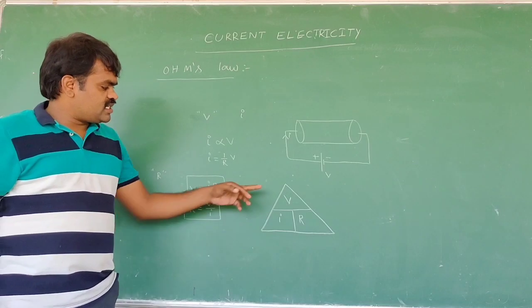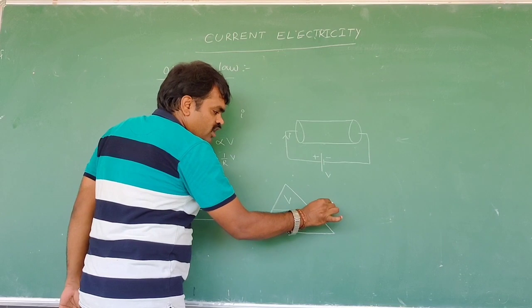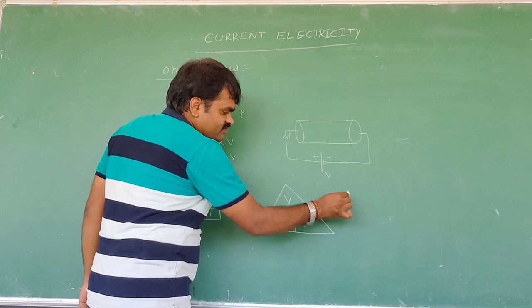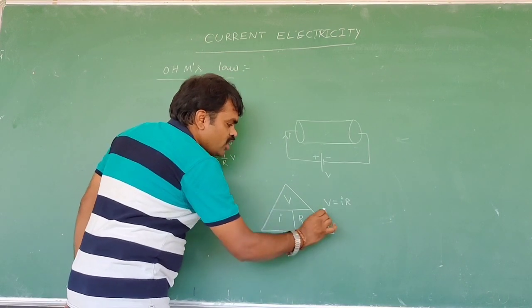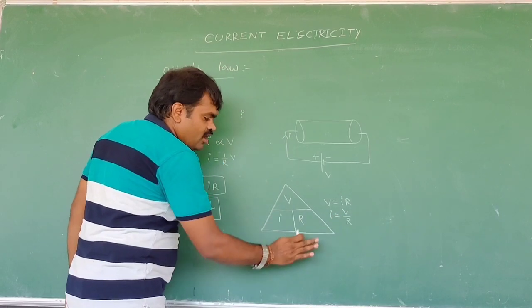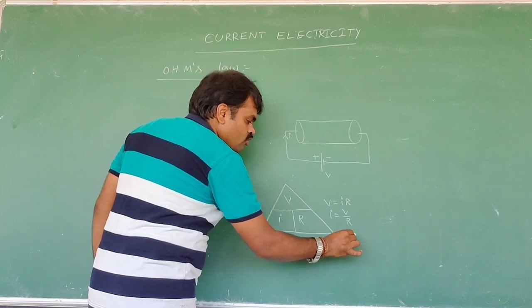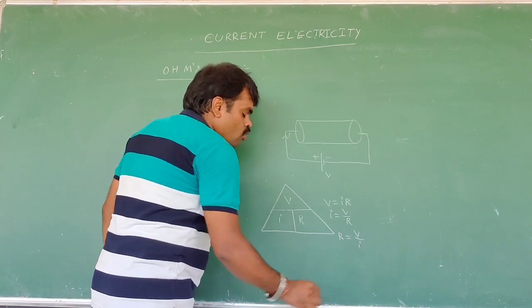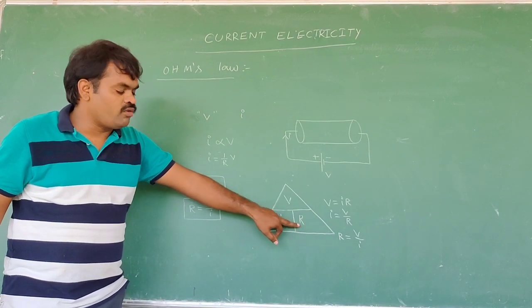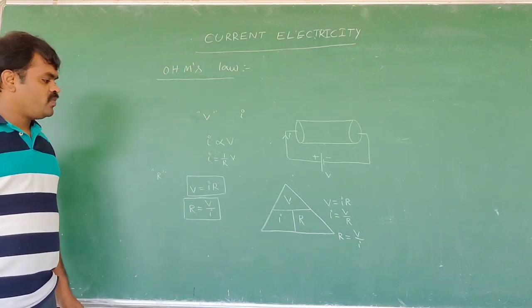Here by using this diagram, if we want V, we close the V, V is equal to I into R. We close the I, we want I, I is equal to V by R. Now we want R, that is V by I. What you want, that must be closed. The other quantities give the product or a division of the two quantities.